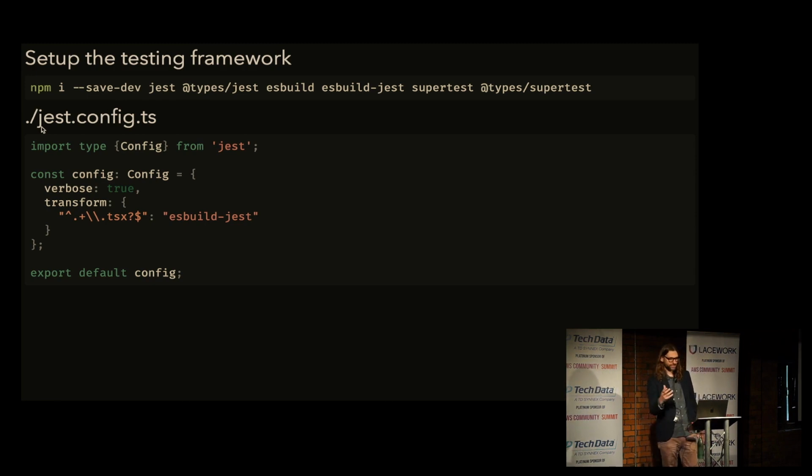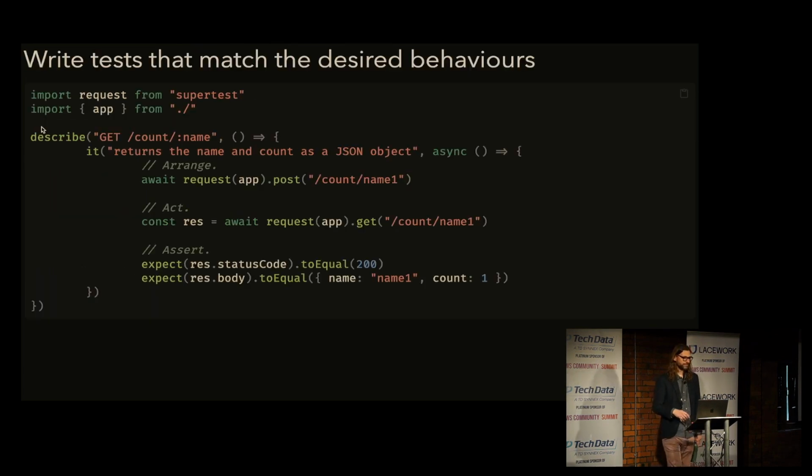So to configure Jest to know that it needs to use ESBuild instead of expecting JavaScript files, you need this configuration file. So this kind of bit of boilerplatey stuff, you'll need to use that in order to tell Jest what to do. But then we can start to write tests that match those desired behaviors.